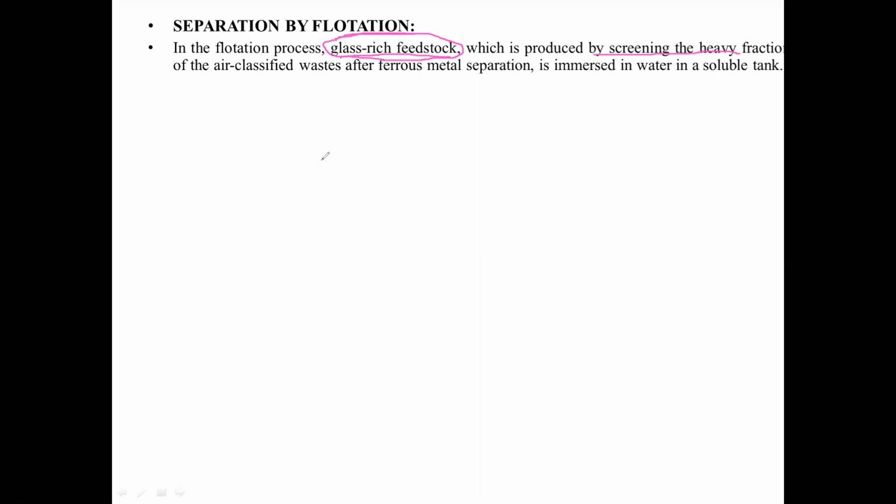If you do screening, what happens? In screening, you have seen that a screener is laid at an inclination of 5 to 15 degrees. While it is rotating, there is always a chance that these materials are going to be crushed further. To avoid that, we are not going to use this method.